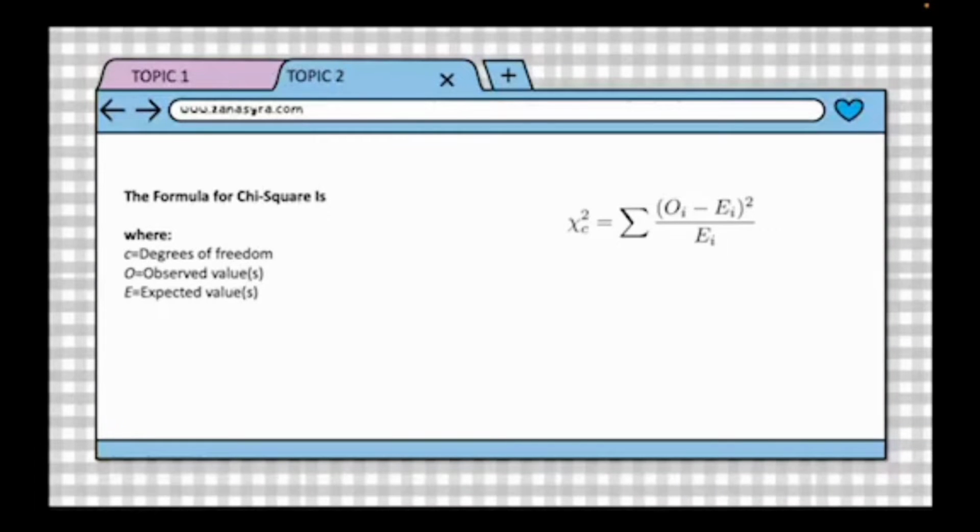So this is the formula of a chi-square. As you can see, chi-square equals the sum of observed minus expected values squared, divided by the expected values. So that's it, the formula of a chi-square statistic.